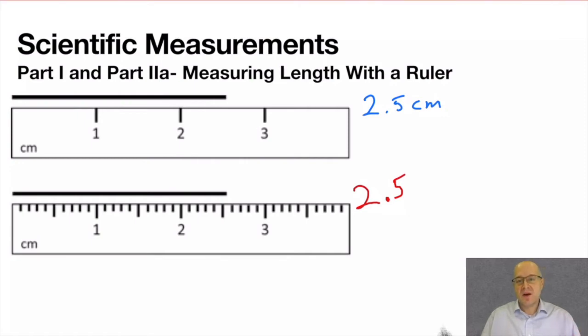Remember, every analog device has to have an estimated digit. You have to go 1 digit beyond what the device can measure. This particular ruler, the bottom one, can measure to the 0.1, to the 1 decimal place. You have to estimate the second decimal place. So here I'm going to say it's probably something like 2.55 centimeters. This is my estimated digit, and these 2 digits I got from the ruler. I just read it off the device. All right? And that is how you measure with a ruler.